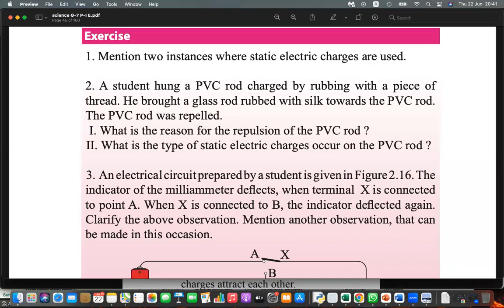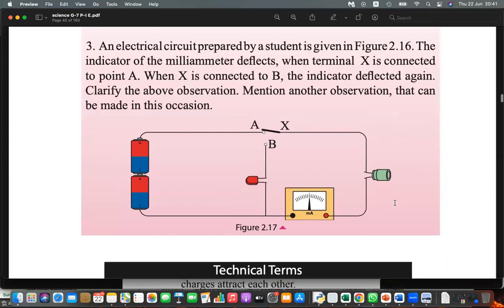Okay. An electrical circuit prepared by a student is given in figure 2.16. The indicator of the milliammeter deflects when terminal X is connected. Terminal X is connected to point A. Circuit complete. When you connect this, the circuit is complete, making current. This will indicate that there is a current.